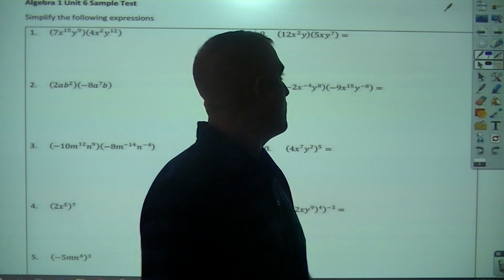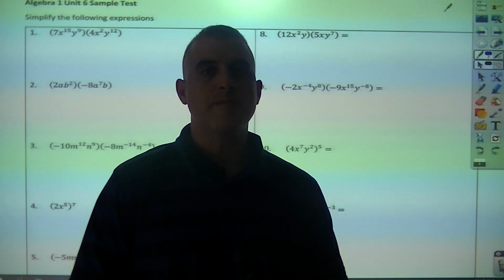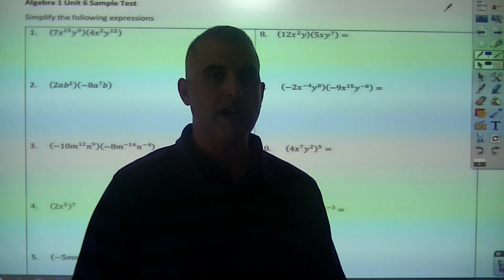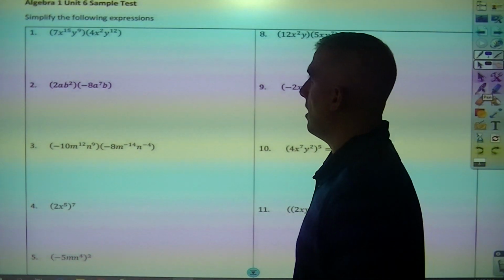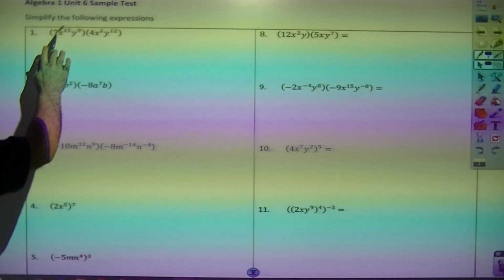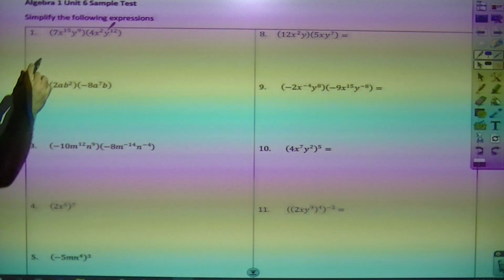Okay, this is going to be the review for the exponents unit, unit 6. We'll try to go through the exponent rules as we go here. The first thing you want to make sure that you do is that each part has a coefficient and an exponent. Good. So this is multiplication.